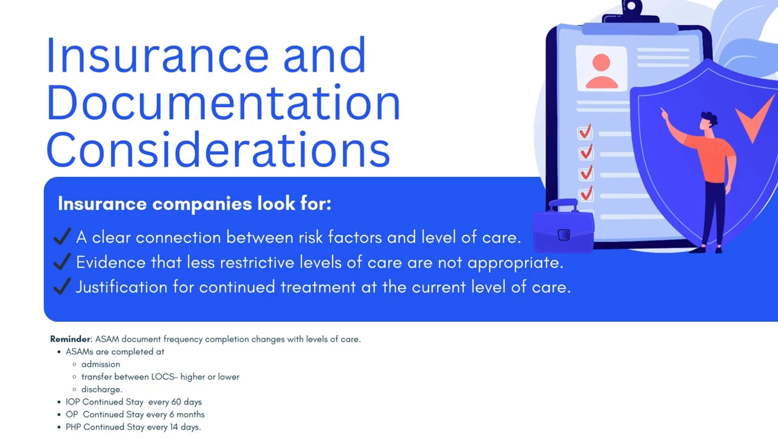And insurance denials often happen when documentation is too vague. Like if you said client struggles with relapse instead of client has relapsed 3 times in the past month despite IOP participation. Or maybe risk ratings are too low to justify the recommended level of care, or there's no clear justification for continued stay or transfer to a higher level of care. So by aligning documentation with ASAM guidelines and risk ratings, we ensure that insurance reviews reflect the true clinical needs of the client, increasing the likelihood of approval.